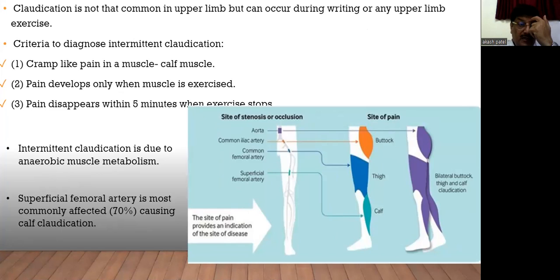Now, what are the criteria to diagnose intermittent claudication? Intermittent claudication feels like a cramp-like pain, mostly in calf muscles, but it can come into the thigh and buttock also, depending on the site of obstruction of the arteries.